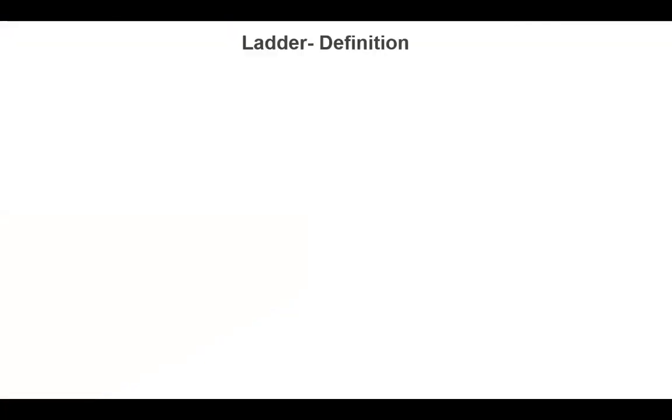Let us know about a ladder. A ladder is nothing but a vertical or inclined set of rungs or steps. It is seen everywhere and used in common practice for so many requirements like painting, electrical work, or in the construction field. So it is used everywhere.